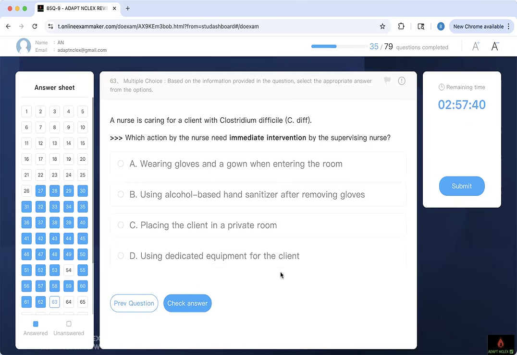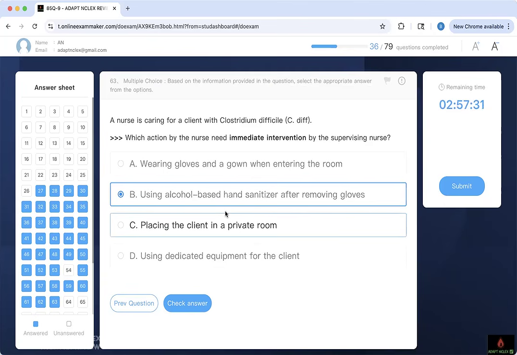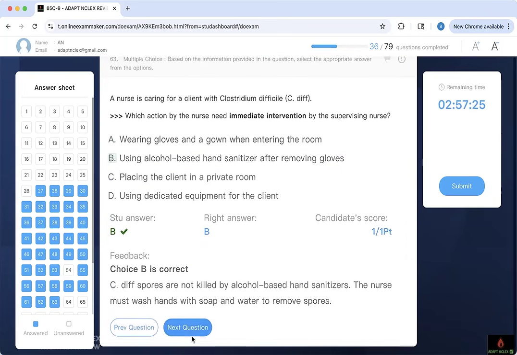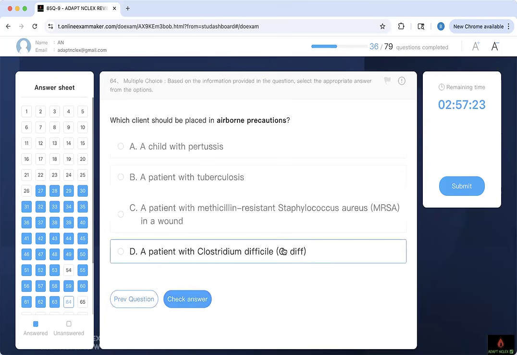Contact precaution. What is contact precaution? Wear gown and gloves before you go to the room. You should wash your hands, not use alcohol-based sanitizer. You should keep the client in a private room and use dedicated equipment. That's all. Don't overthink it. Wash your hands with soap.